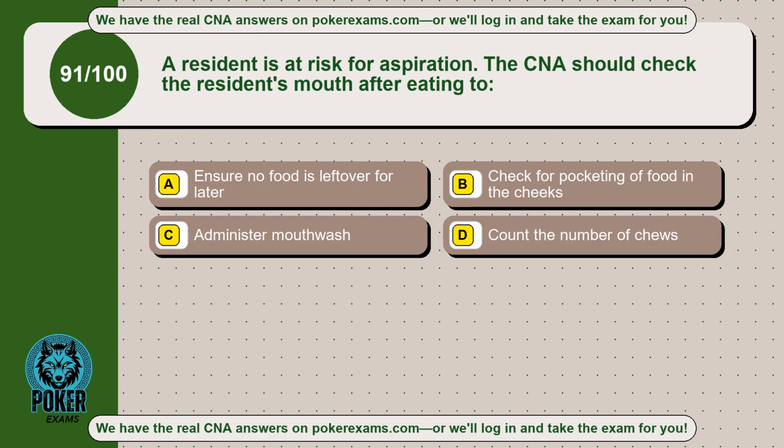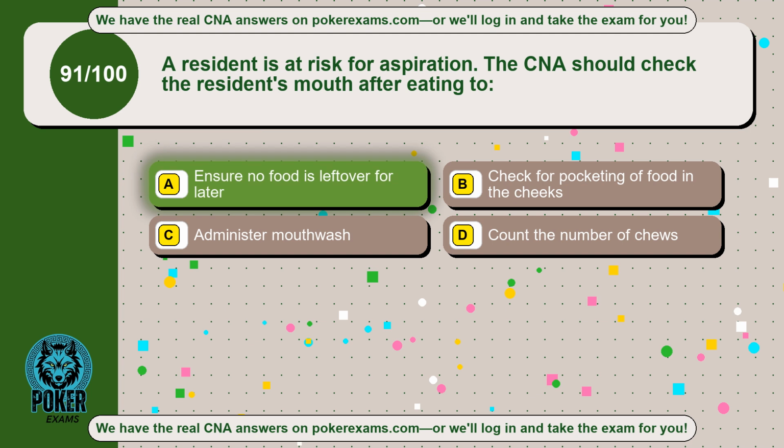Question 91. A resident is at risk for aspiration. The CNA should check the resident's mouth after eating to: Option A, ensure no food is left over for later. Option B, check for pocketing of food in the cheeks. Option C, administer mouthwash. Option D, count the number of chews.